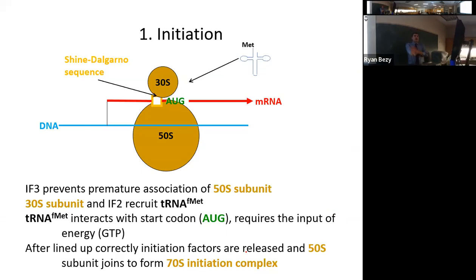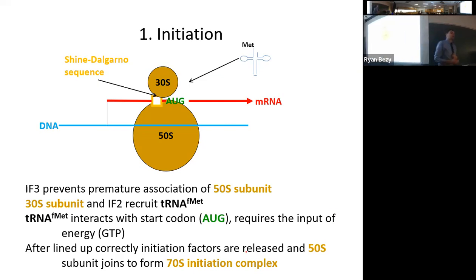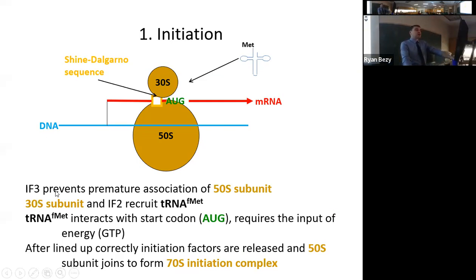All right. After that happens, you've got the 30S subunit now attached, recognizing the Shine-Dalgarno sequence and recognizing the start codon. What will then happen is there's an initiation factor, IF3. This prevents the association of the 50S subunit until the 30S subunit and initiation factor 2 recruits a tRNA carrying methionine. By the way, what will be the anticodon on my tRNA carrying methionine here? What would be the anticodon?